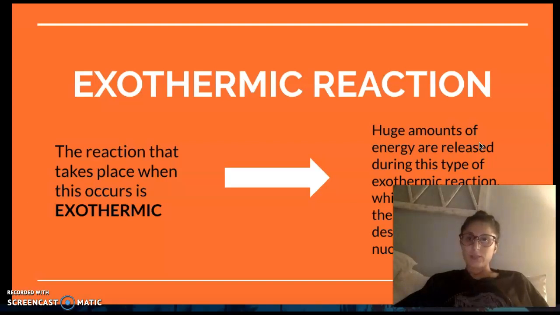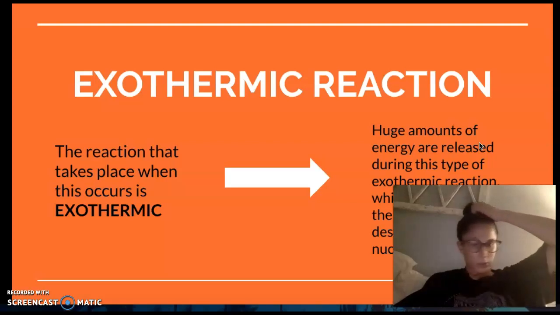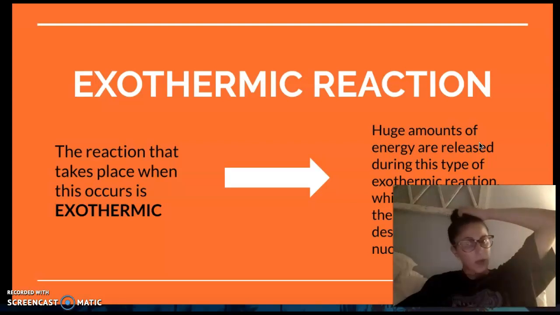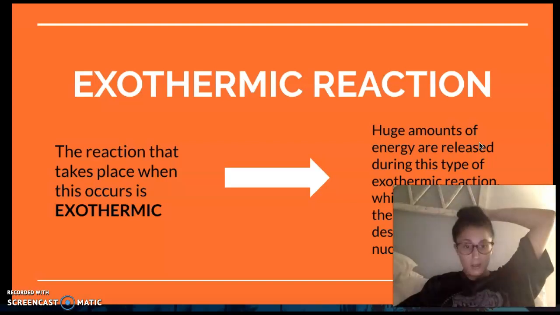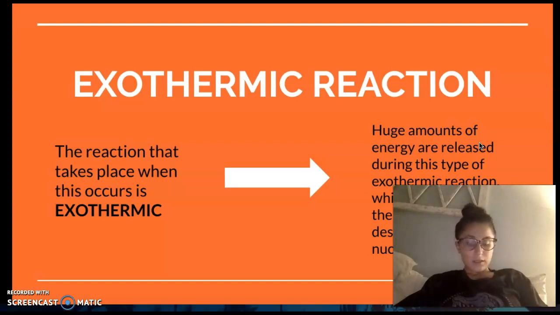And the reaction that takes place is an exothermic reaction. This means that the huge amounts of energy released during this type of reaction explain the massive destruction of the nuclear bomb that we are so commonly used to hearing about. That is because the chain reaction just keeps going and going, and it is able to create so much energy when it is released, and that's what we see.